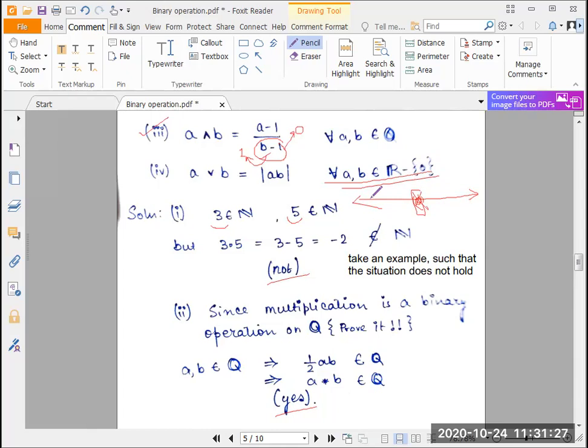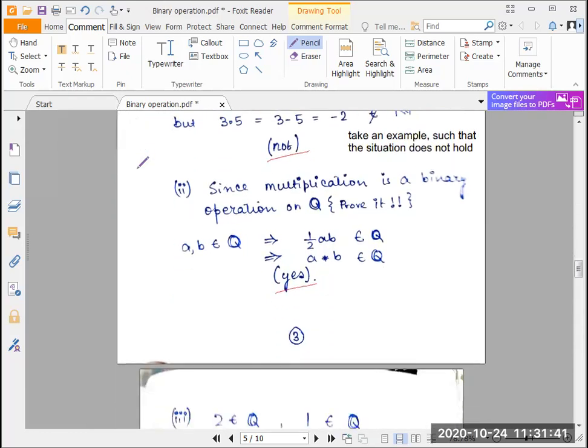In our future sums, we will probably be defining our sets on our own. So we won't be using predefined sets. We'll create our own sets on which we will be defining our binary operations. So let's look at the final sum. It says A down B is modulus of AB.